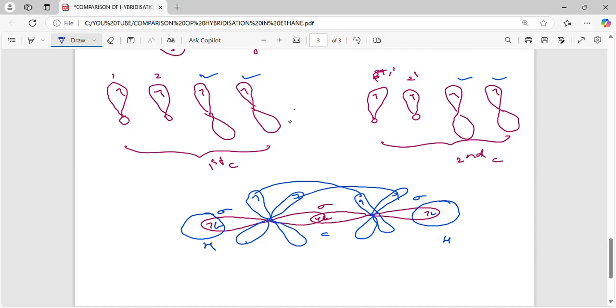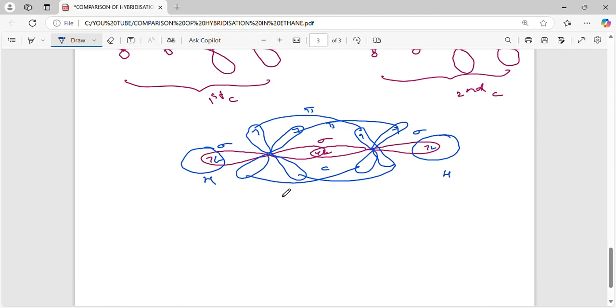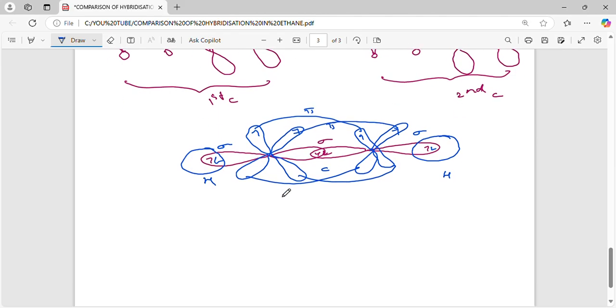1, 2. 1, 2. So two overlappings are there. Because the overlapping is side by side, it is also called sidewise overlapping. Because of that, pi bonds are formed between the carbon atoms. It means between the carbon atoms there is one sigma bond and two pi bonds. So the final diagram is carbon triple bond carbon. Out of the triple bond, 1 is sigma and 2 are pi. And with each hydrogen atom, 1 sigma bond.